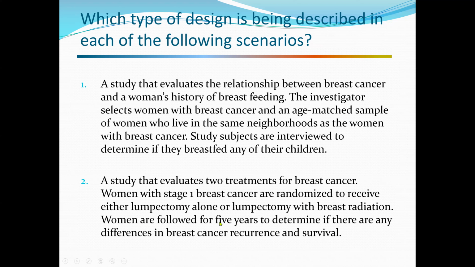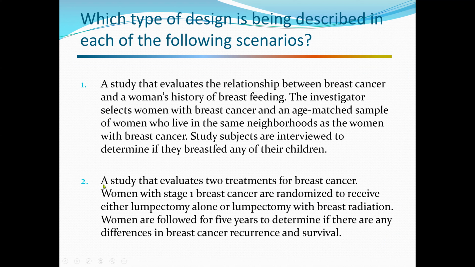Now, because we have 5 years to monitor the two groups, this will be a cohort study. Normally, as we said, the first one is case control. The reason why it's case control is that we have the cases, women with breast cancer, and the controls, women without it, but both of them breastfeed. And we evaluate the two, compare the two, and see the results.